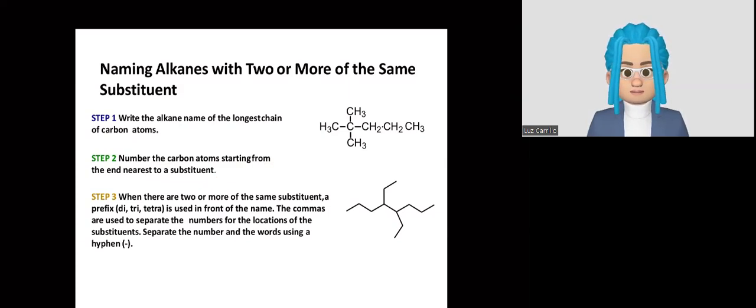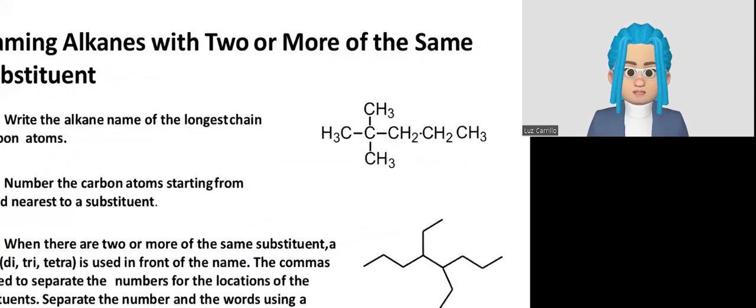When we have two or more of the same substituent, a prefix needs to be added in order to illustrate that we have multiples of the substituent. When it comes to the locations of those substituents, remember that commas are utilized to separate the locations, and similar to what we learned before, those numbers for the locations and the words are going to be separated by a hyphen. Let's do the following examples.